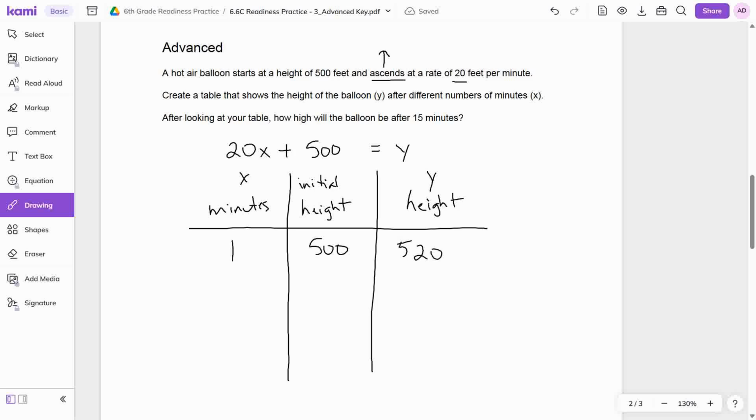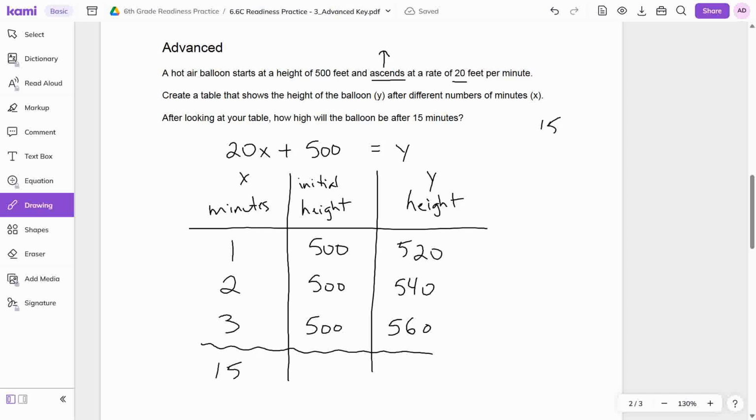520. So if I had 2 minutes, it would have been an extra 20 feet because 2 times 20 is 40. Add that 500, and that would have been 540. So once we start at that 500, you notice we're just going up by 20s because each minute means an extra 20 feet. All right, so let's do a little squiggle here to show a break. We're not going to continue the pattern. We're going to jump straight to 15.